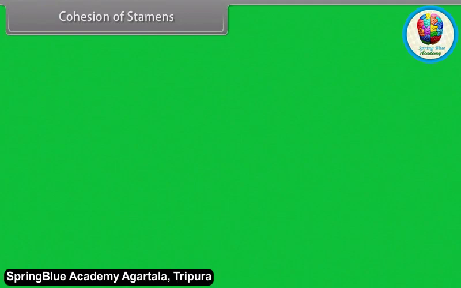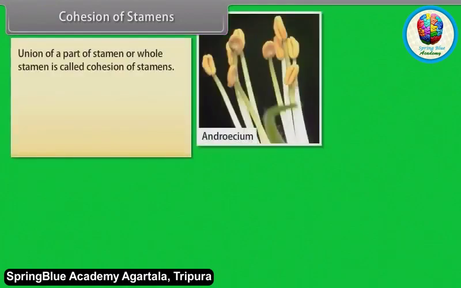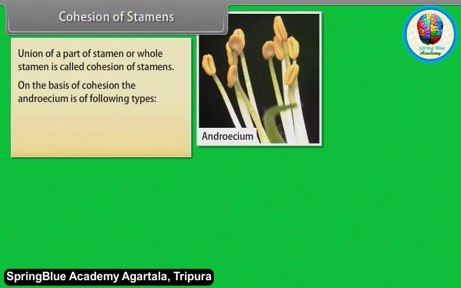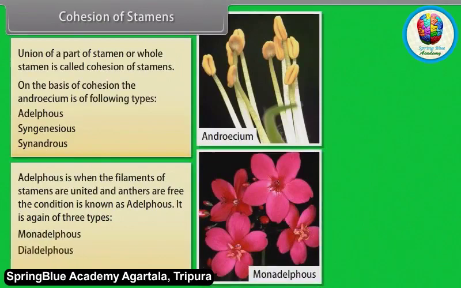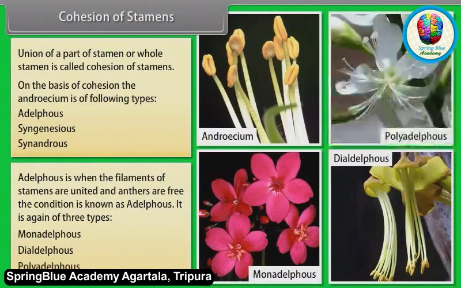Cohesion of stamens. Union of a part of the stamens or the whole stamens is called cohesion of stamens. On the basis of cohesion, the androecium is of the following types: adelphous, syngenesious, synandrous. Adelphous is when the filaments of stamens are united and the anthers are free. It is again of three types: monadelphous, didelphous, polyadelphous.